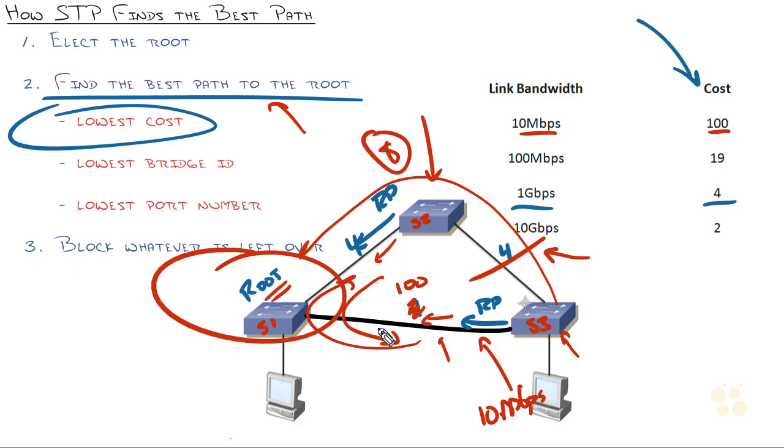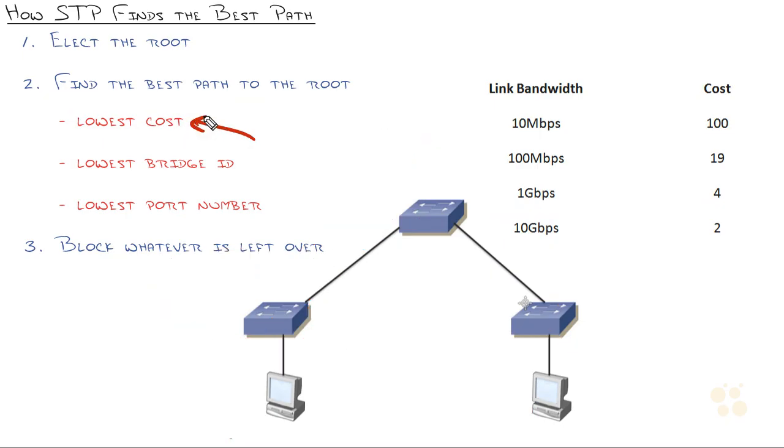This link is really active, and this link ends up being blocked. So you can see that cost is a huge impact when it comes to which links are going to become the best one. But what if the cost is tied?